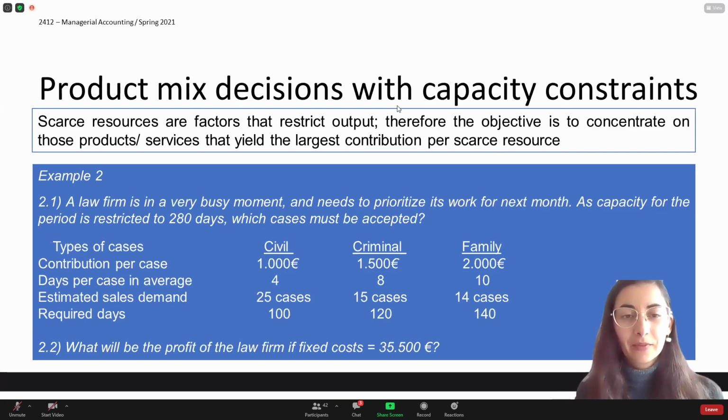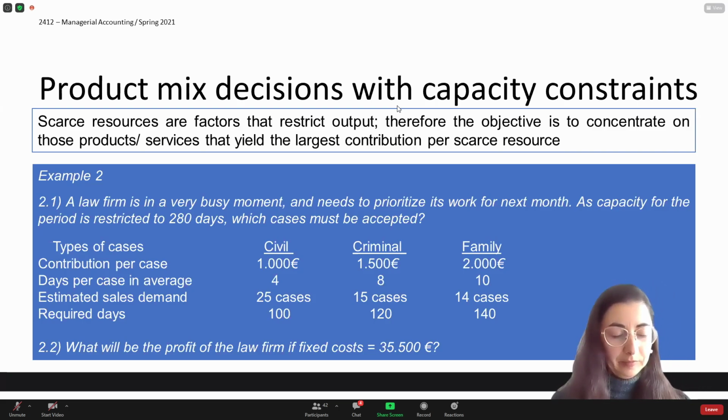Okay. So when we compare the contribution per case, we can see that family is the one that contributes more. So first we take it, and it takes 140 days. Next we go to the criminal, and it's left 20 days. Out of that 20 days, we will accept only 5 of the civil. You understand what I'm saying? Yeah, I'm following what you're saying.